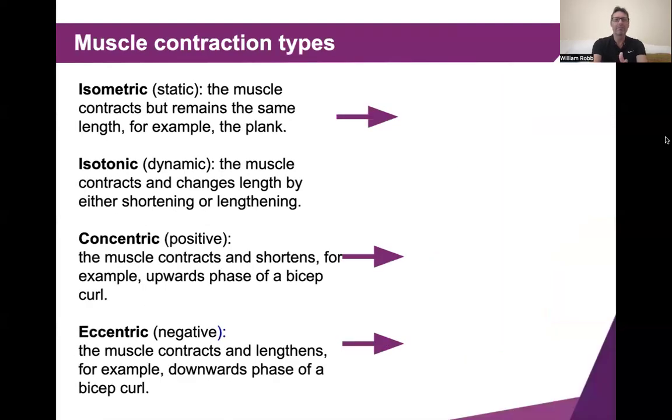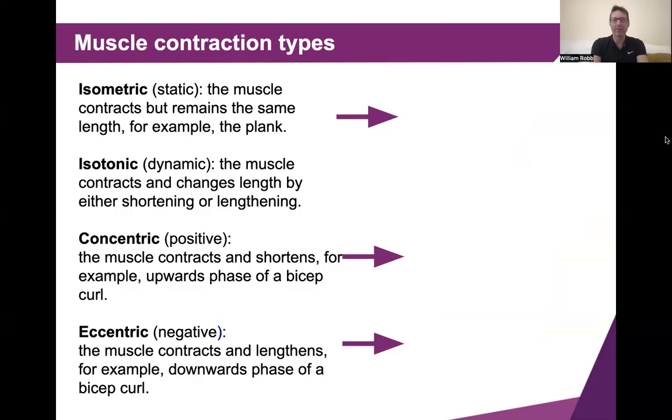So let's look at different muscle contraction types. You can do that while I have a cup of tea, because there is always time for tea, right? So we're looking at isometric, isotonic, concentric, and eccentric.